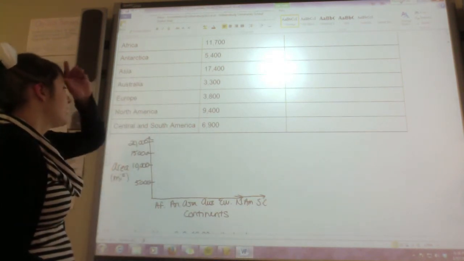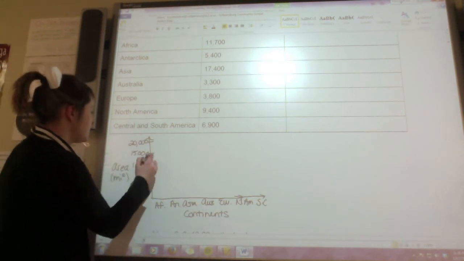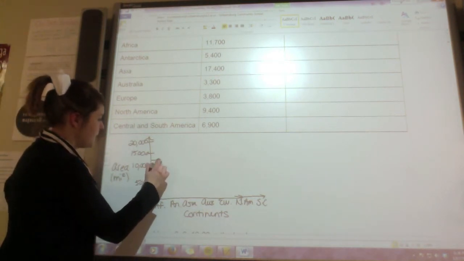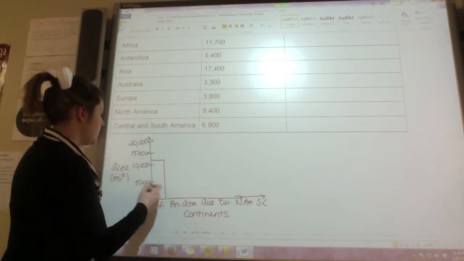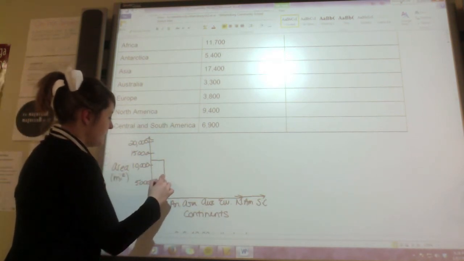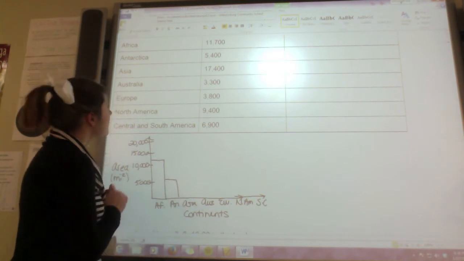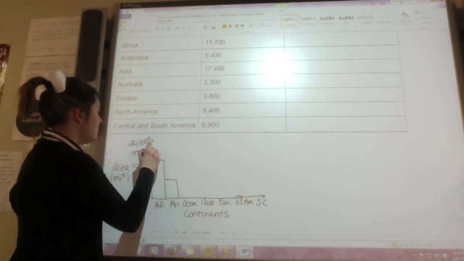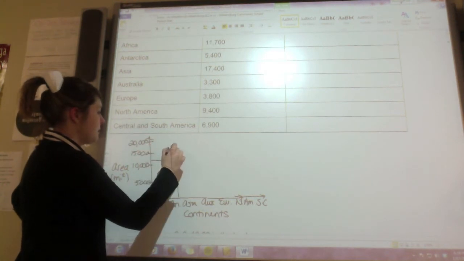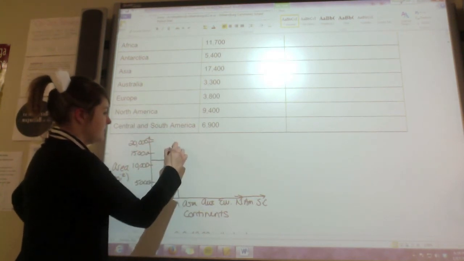So for Africa, I noticed that it's 11,700, so I'm going to go up here to approximately 11,700, and I'm going to make my bar. Antarctica, I'm going to do the same thing. It's 5,400, so just slightly above the 5,000 mark I'll make my bar. Asia, 17,400, so that's going to be about halfway between my 15,000 and my 20,000.